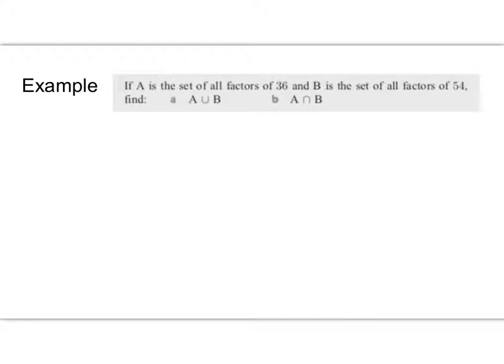All right, my first example is if A is the set of all the factors of 36 and B is the set of all factors of 54, find A union B for part 1, and part 2 is A intersect B. Well, first I need to figure out what's in A. A is all of the factors of 36, and those are 1, 2, 3, 4, 5 is not, 6, 9 is next, 12, 18, and 36. I think I got them all.